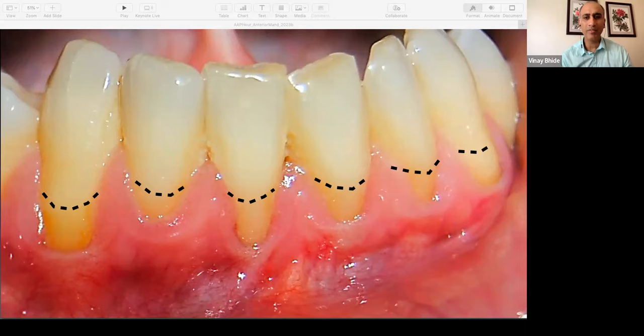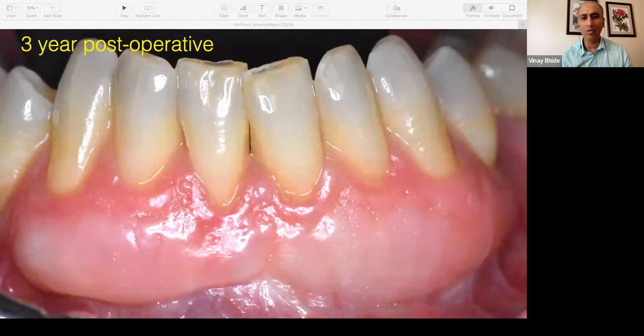And at 3 years, this is what she looked like postoperatively. We have almost complete root coverage for the central incisors, but complete root coverage for the peripheral teeth. And you can see that we've got good thick phenotype conversion. We've got a good zone of keratinized tissue. We've got vestibular depth now. And this graft isn't going anywhere. She'll never have to have this graft redone as long as she lives.